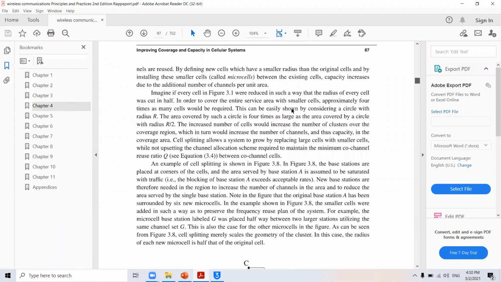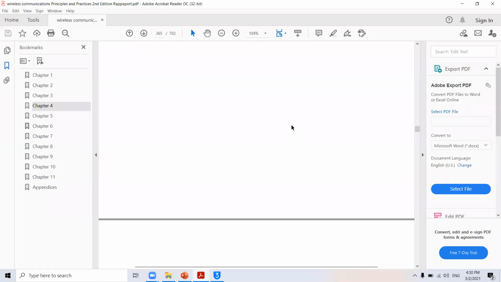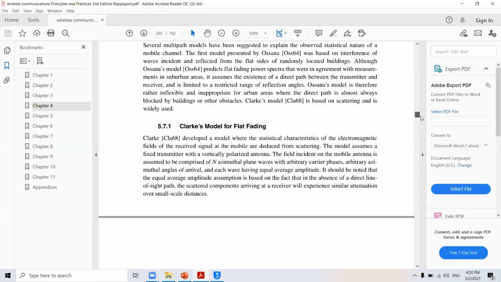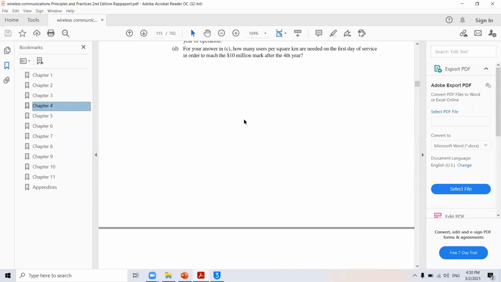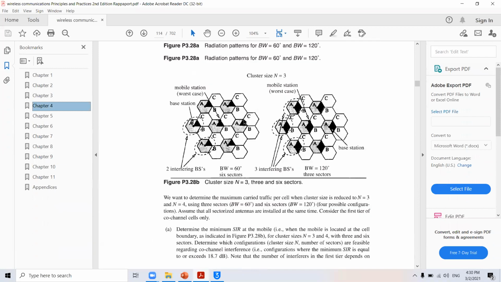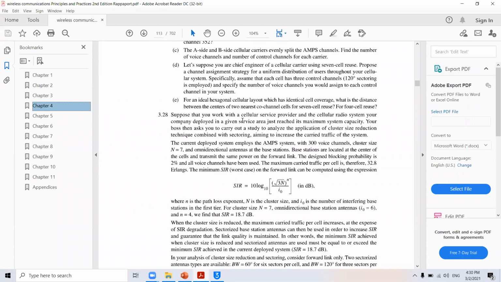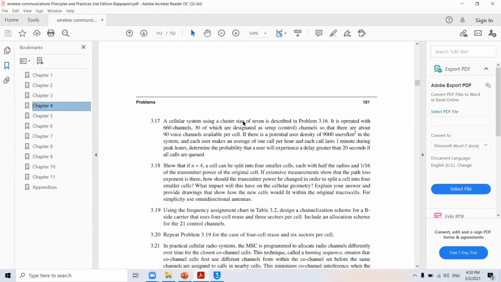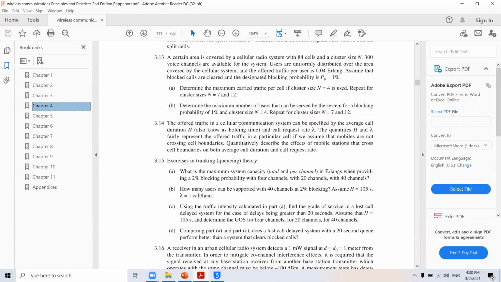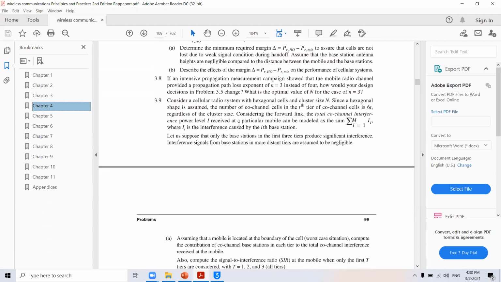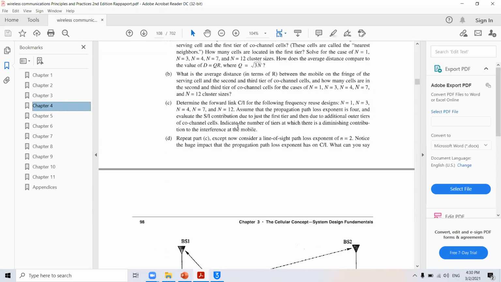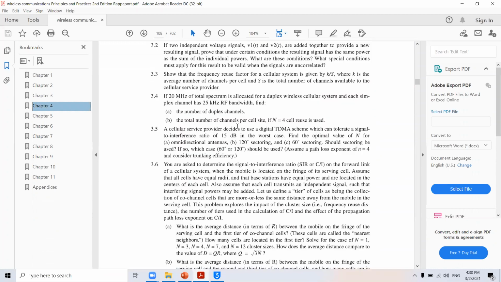Let's go to the end of chapter problems. We have a problem at the end of chapter problems. It's a very important problem, really. We have to solve it. Yes, this one, problem 3.5.